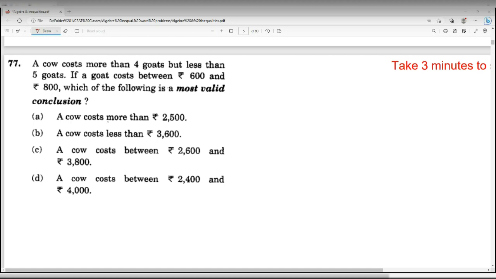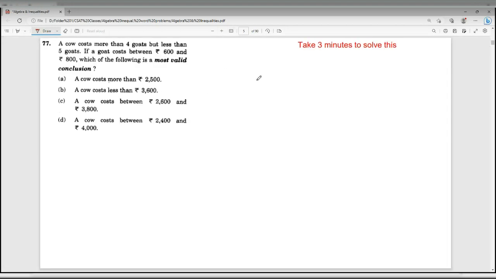Yeah, it's time. 55% have got option B, 27% have got option C, and 18% have got option B. And nobody has got option A. We'll see how to go about this question.